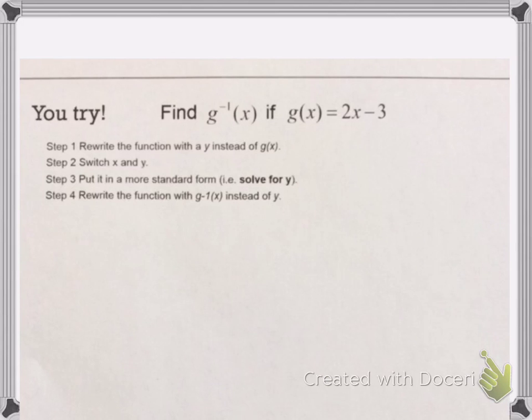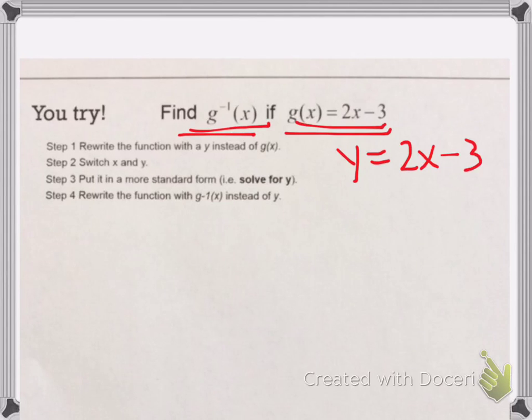All right, let's try an example of doing this on our own. We've already done it because I showed you on some of the earlier problems, but it says to find the inverse of g, and then it gives us the g function. So the very first thing we're going to do is change that g of x to a y. So we have y equals 2x minus 3. That's step 1, change the g of x to a y. Step 2 says switch the y and the x. So the y becomes the x, and the x becomes the y.